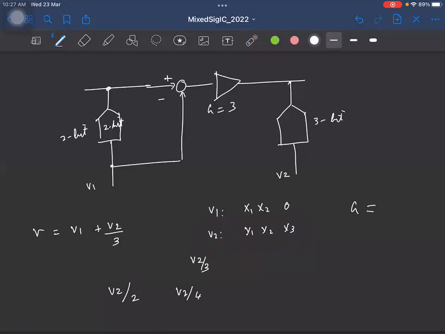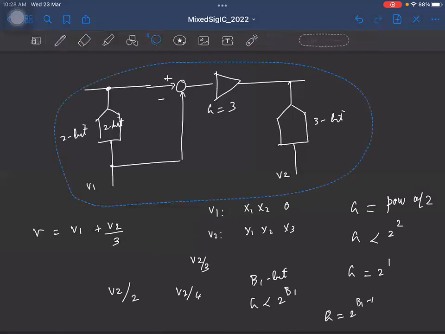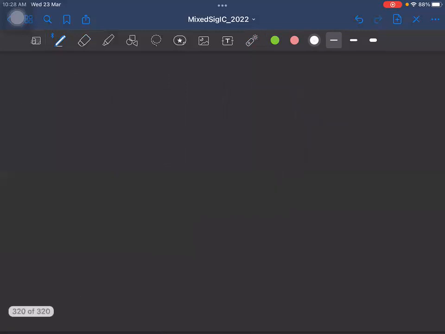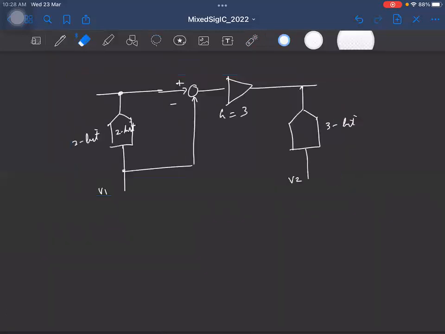Power of 2. Okay. So we generally want it to be some power of 2. And we also saw that the gain here cannot be exactly 2 power 2, right? So it has to be less than 2 power 2. So what is the thing? Right? In general, if you have a B1 bit ADC, I cannot have gain to be 2 power B1. So I use B1 minus 1. Okay. So now let us say I use this gain to be 2 power 1 here. So this gain is going to be 2. Fine.